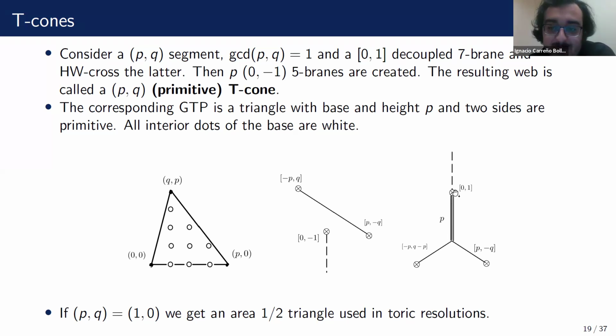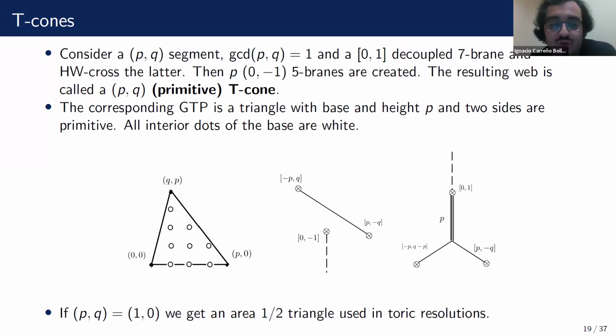Because we have P multiplicity of 5-branes here on this web, we are talking about a GTP configuration, whose polytope is given here on the left. This polytope is characterized as a triangle whose base is equal to its height, which is equivalent to P. The other two sides are always primitive. All the interior points on the base are painted white in order to signal this multiplicity. We also customarily paint all the interior dots of the polytope white in order to represent that they have no moduli. We will explain this further in a moment.